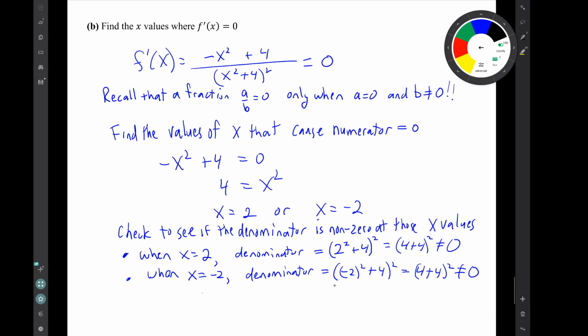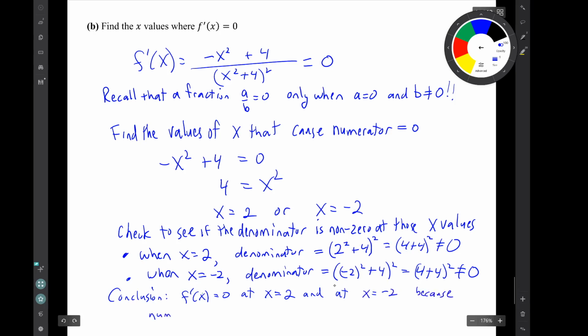The conclusion of this is that those two x values here are x values where the numerator is 0 and the denominator is not 0. So those are the x values where f prime equals 0. Let's write a conclusion about that. So f prime of x is equal to 0 at those two x values because the numerator is 0 and the denominator is not 0 there. That's the answer to question B.